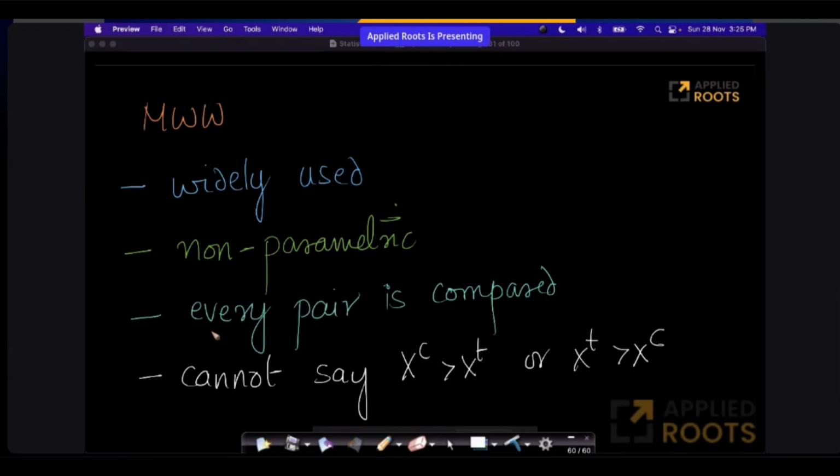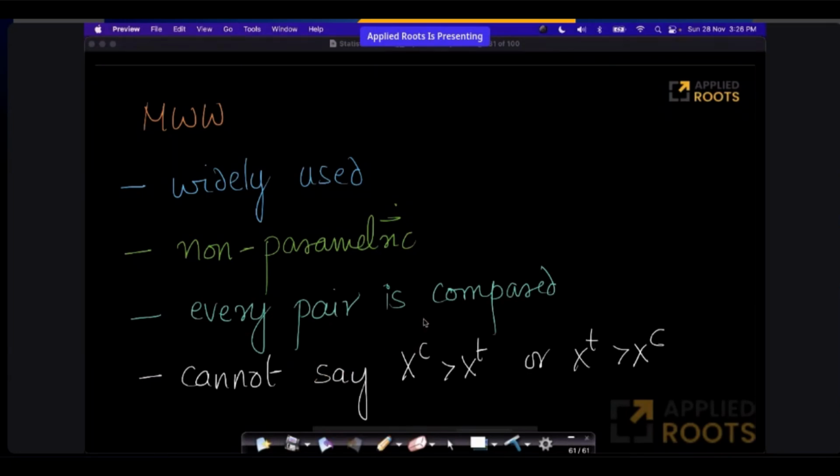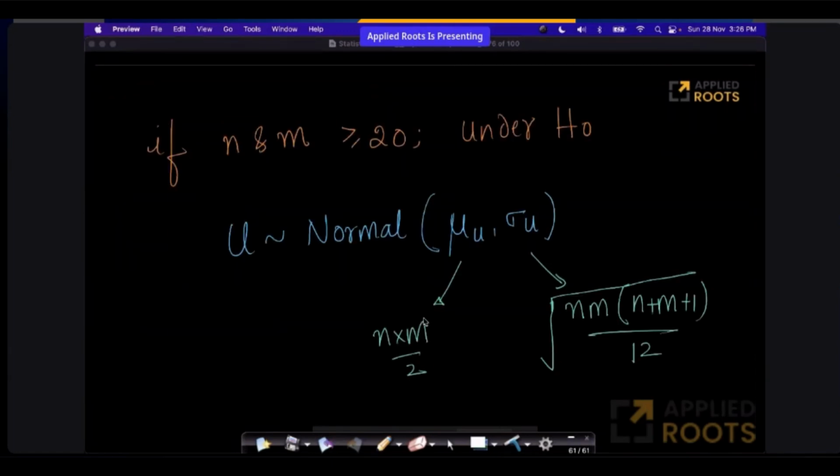And the most beautiful part is every pair of values is compared. But there are also drawbacks. The test itself is not designed to say whether XC is greater than XT or XT is greater than XC. All that it says here is that the null hypothesis is XC is the same as XT, and the alternate hypothesis is that XC is not the same as XT. That's all. It doesn't talk about greater than or less than. But there is something called two-tailed tests and one-tailed tests. The idea behind them is, again, there are variations. What I'm giving you the intuition of is the most basic form of Mann-Whitney.